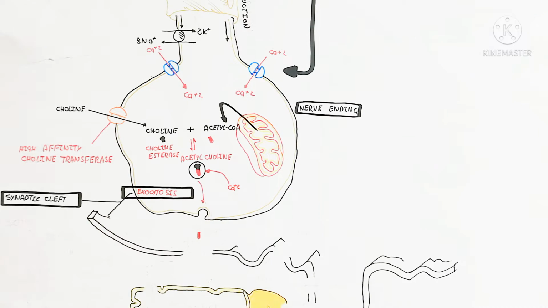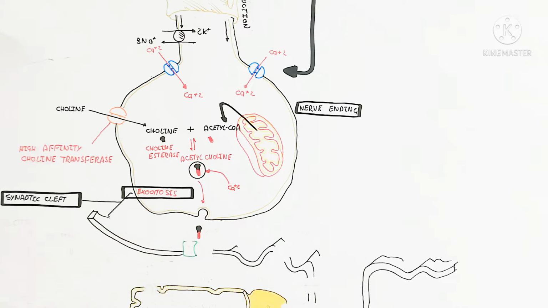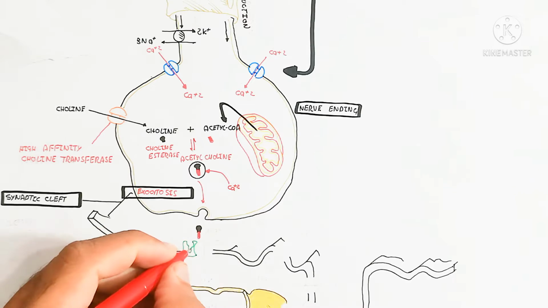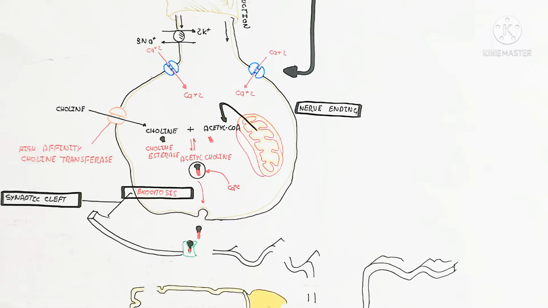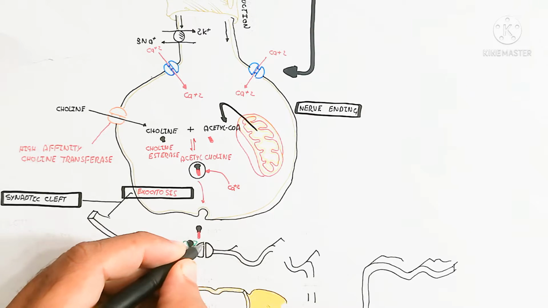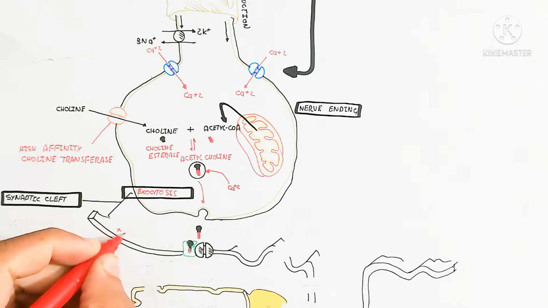So this is the exocytosis. It means the releasing of the acetylcholine. After its release, the acetylcholine will bind with the acetylcholine receptor. Near the receptor is a sodium voltage gated channel. The sodium voltage gated channel will depolarize after the influx of sodium ions.